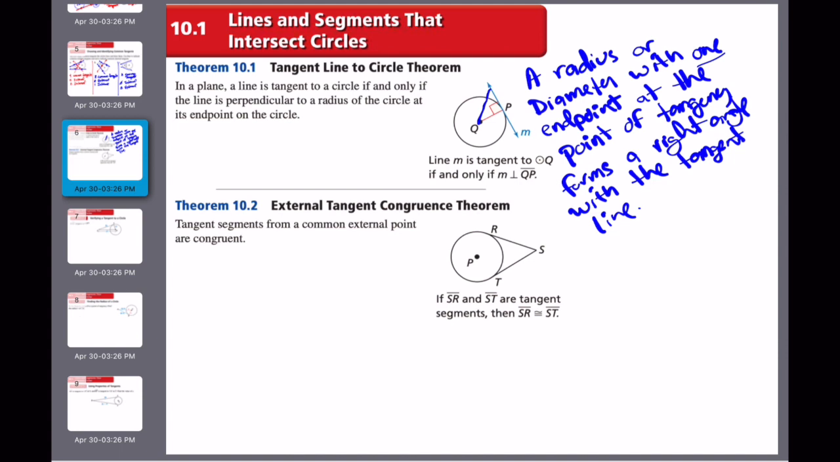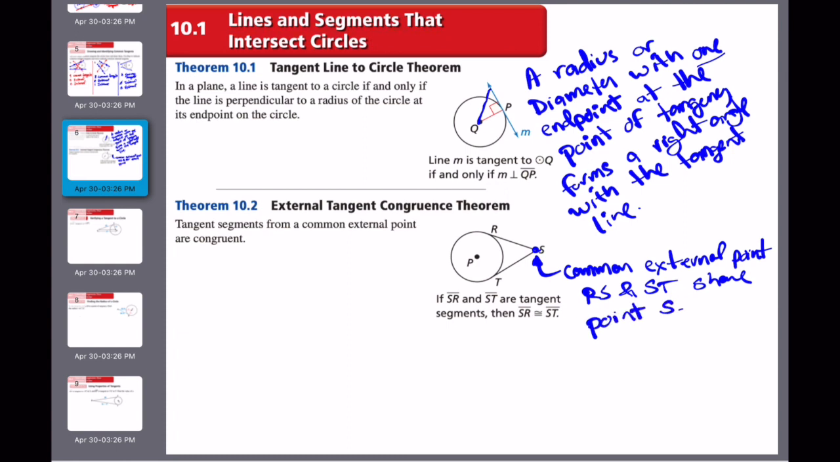Theorem 10.2, the external tangent congruence theorem, states that tangent segments from a common external point, so we see in here that S is a common external point, RS and ST share point S, right? That's what makes it common. So tangent segments from a common external point are congruent. So that means that we can put the congruent tick marks on here, saying those two are congruent, and that's going to let us use properties of isosceles triangles and whatnot.